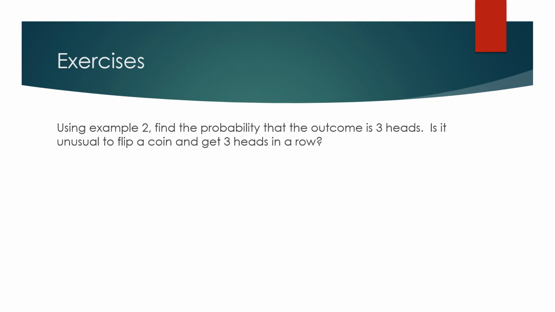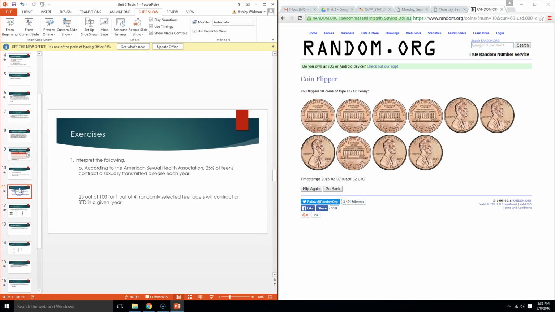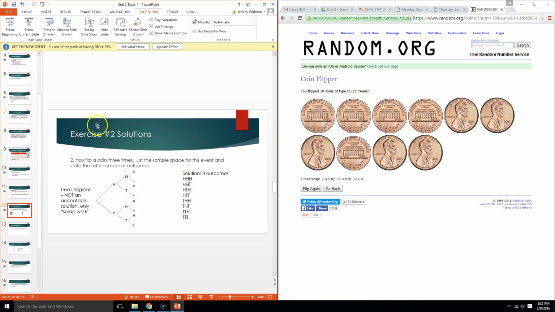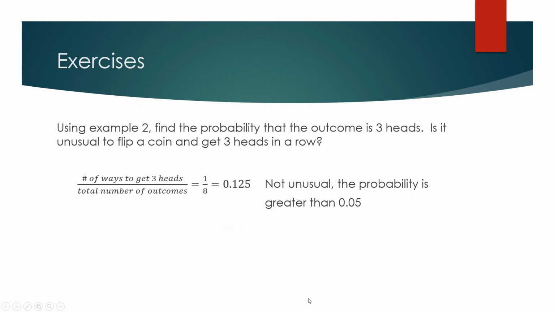So lastly, using example 2, find the probability that the outcome is 3 heads. Is it unusual to flip a coin and get 3 heads in a row? So this goes back to our first tree diagram here. And so what we find is that there are 8 possible outcomes, and there's only one way out of this that we get 3 heads. So 1 out of our 8 outcomes end up getting a total of 3 heads. It's the only way that we can do that. So the number of ways to get 3 heads, there's only one. There's 8 possible combinations in all.